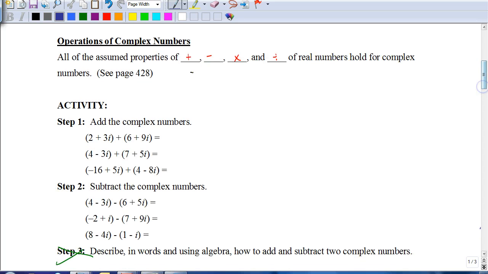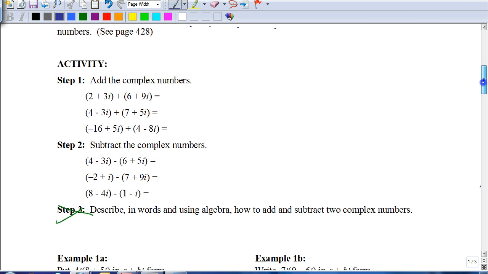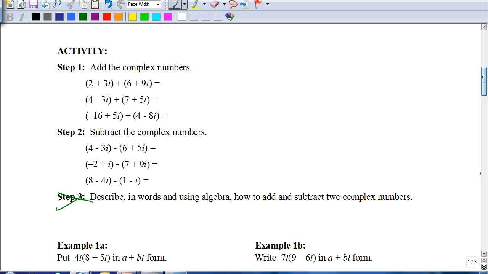So now all the operations of adding, subtracting, multiplying, and dividing of real numbers apply to complex numbers. That's what we're going to be looking at for this lesson. So let's look at a couple of examples dealing with addition. These are real simple.